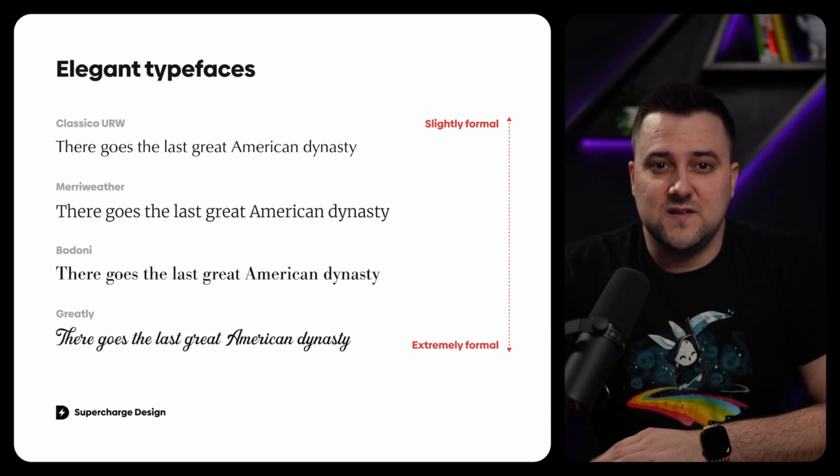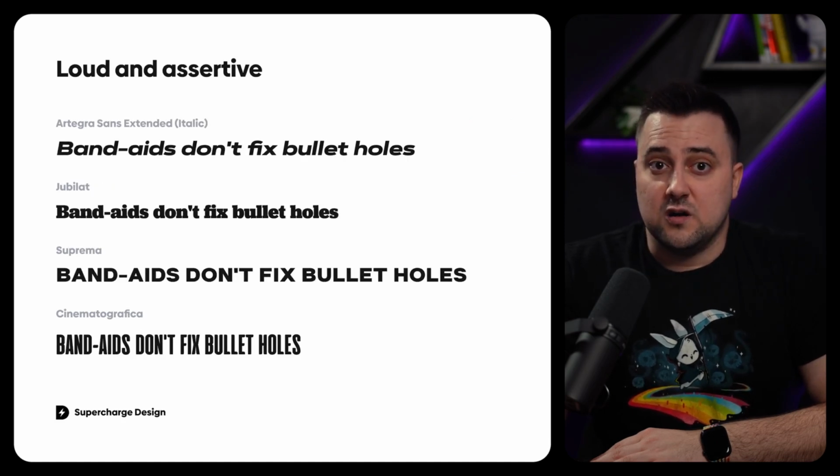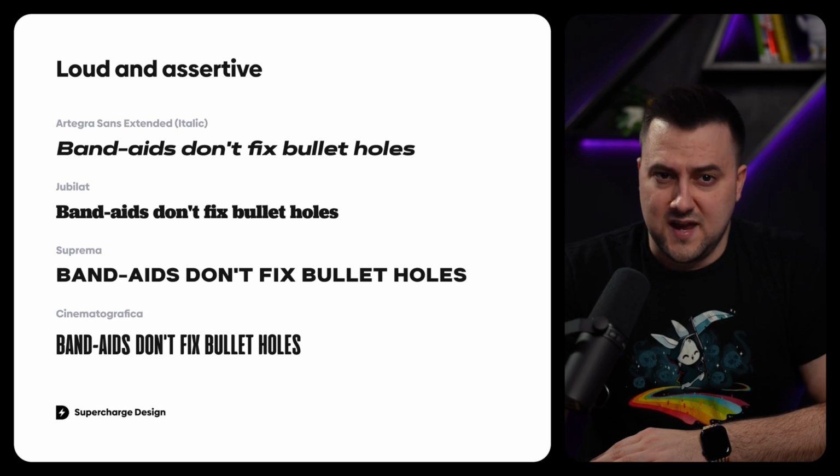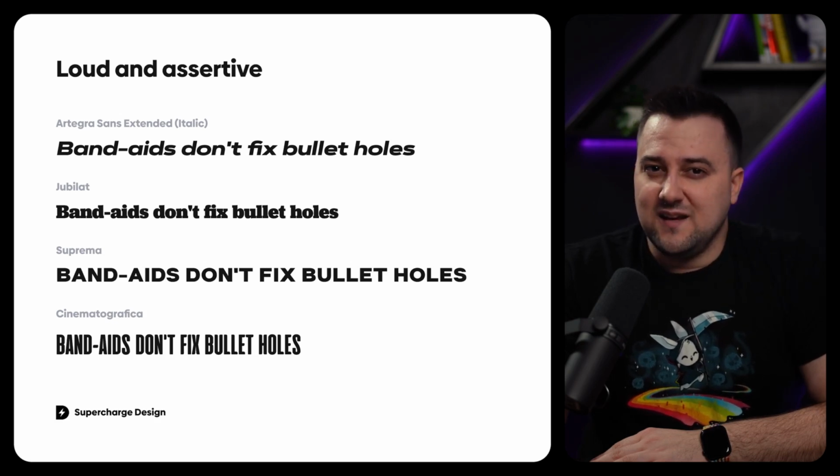Other categories of typefaces are not as broad. One of the other categories we can go over are loud and assertive typefaces. They feel blunt, daring, and different. If you'd like your brand to feel edgy, modern, new, genuine, and rebellious, this category can help you achieve just that.